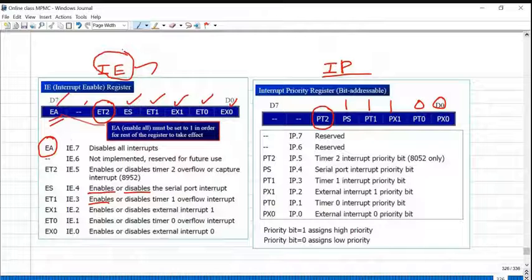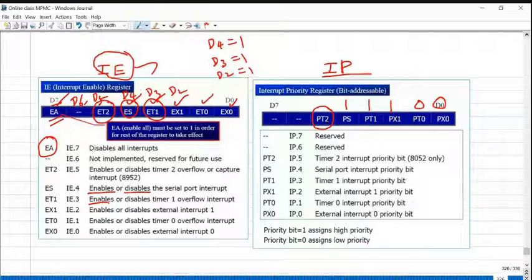To enable all the interrupts, D7 must be high. Correct? D7 must be high. Next, enable the serial interrupt. D6, D5, D4. So D4 should be 1. Next, timer 0 interrupt. This is timer 0, D3. So D3 should be high. Next, external hardware interrupt 1. So this is D2, D2 equal to 1.